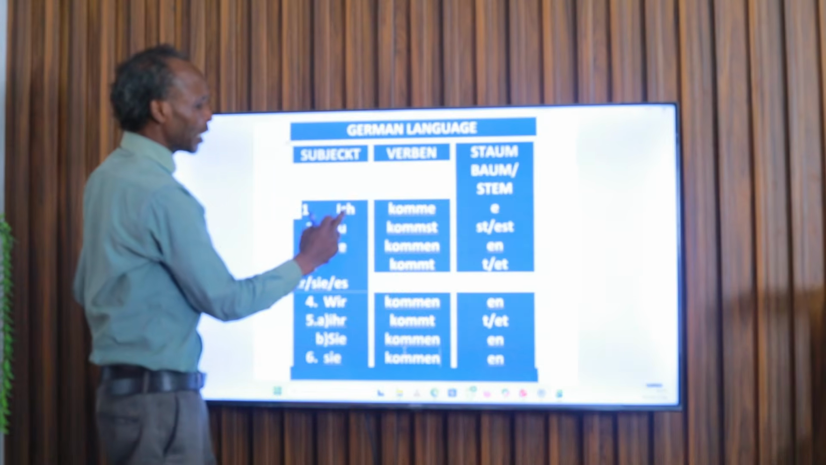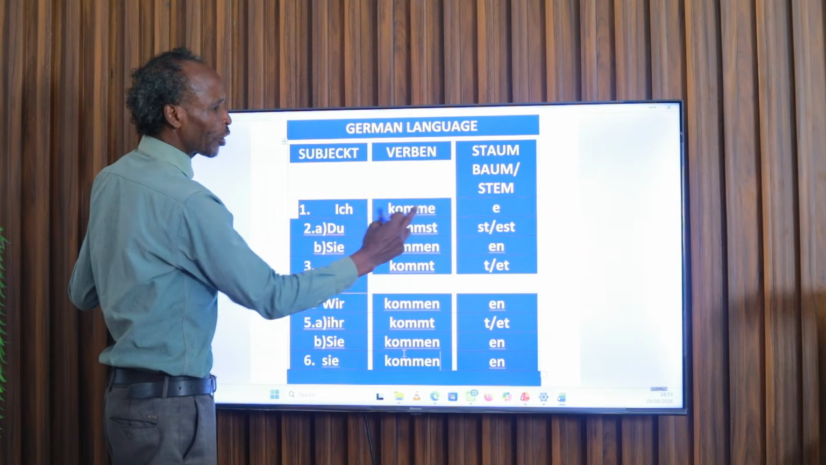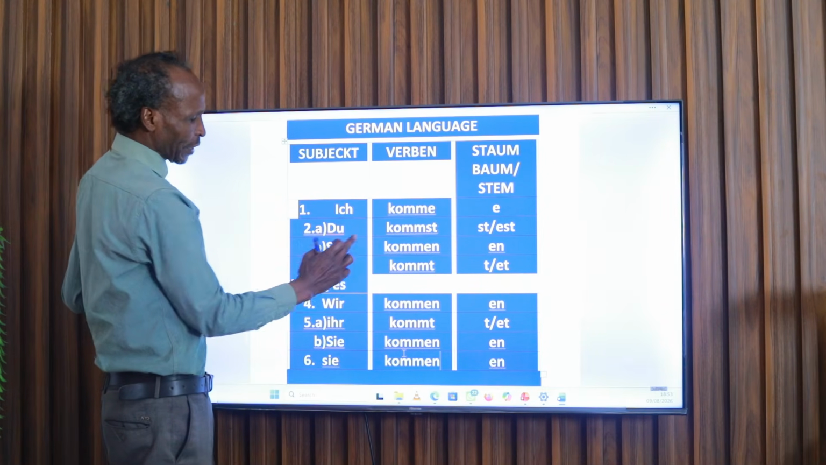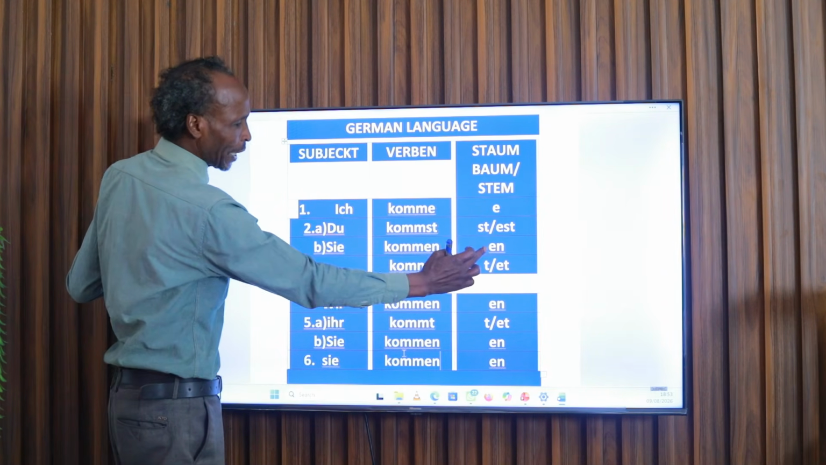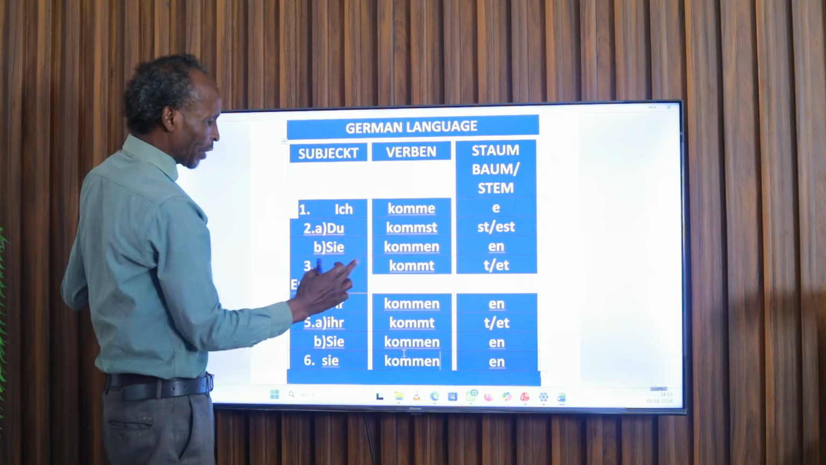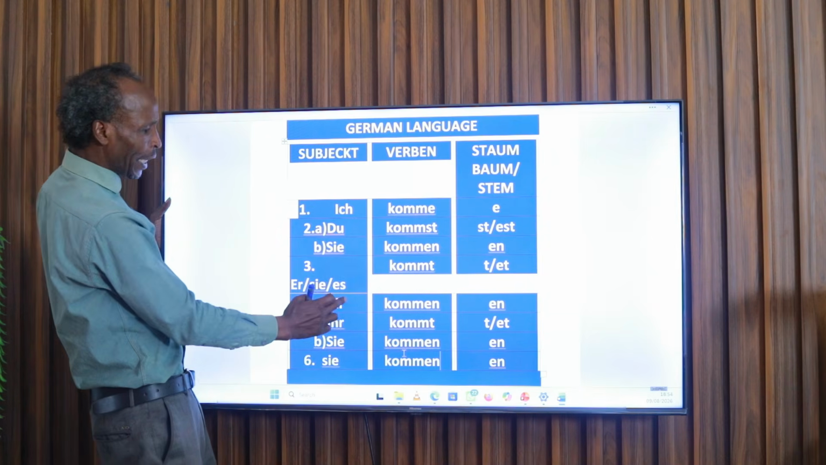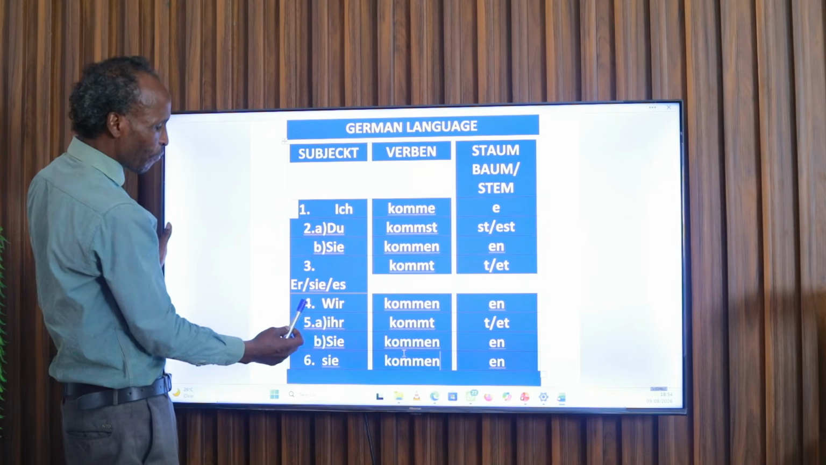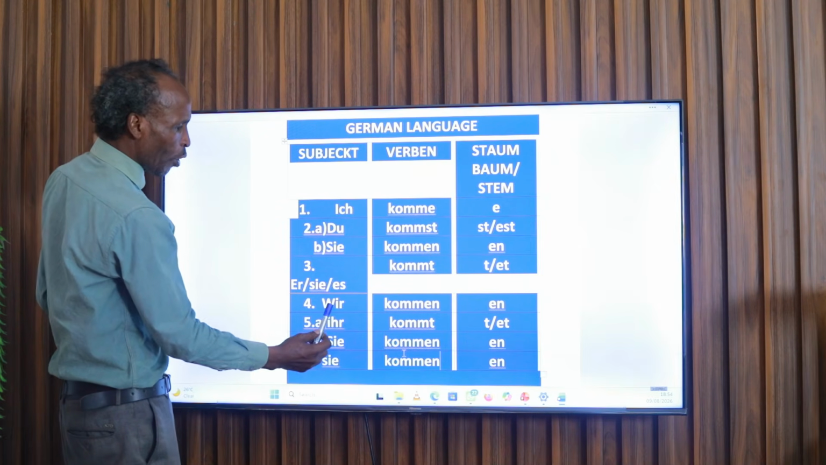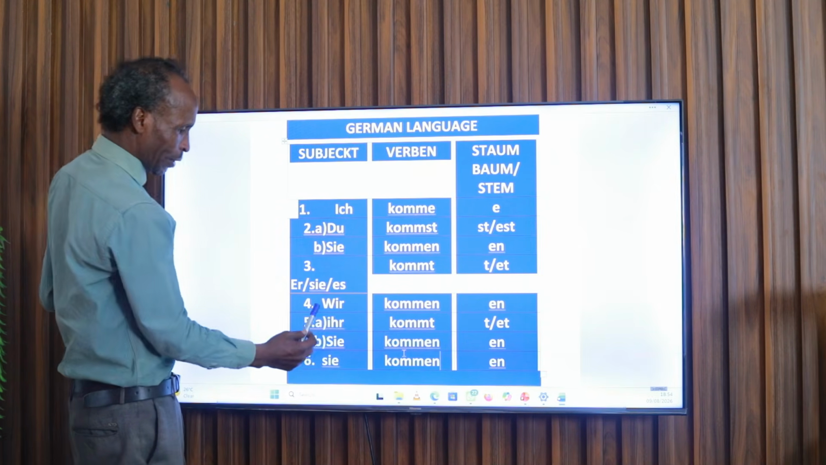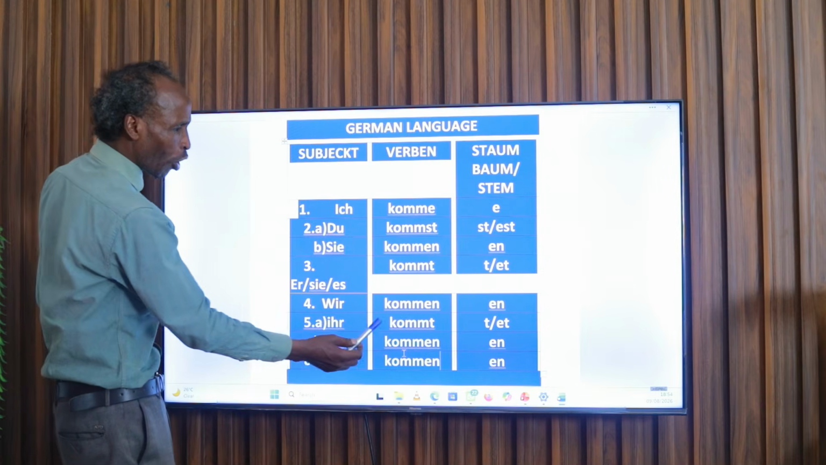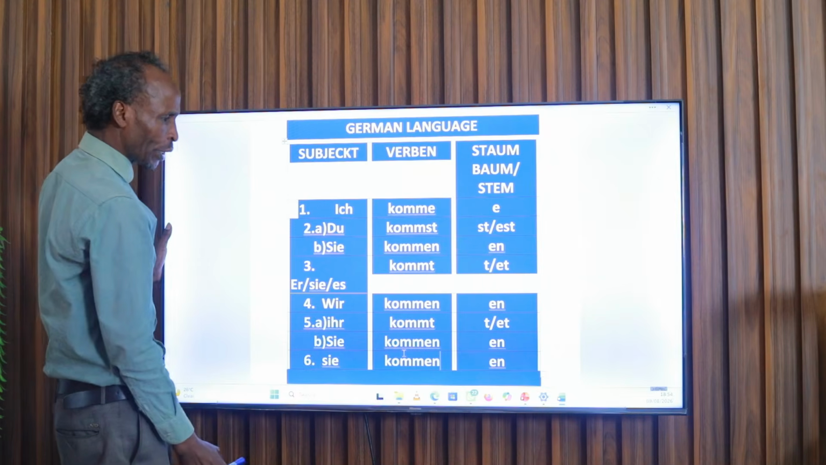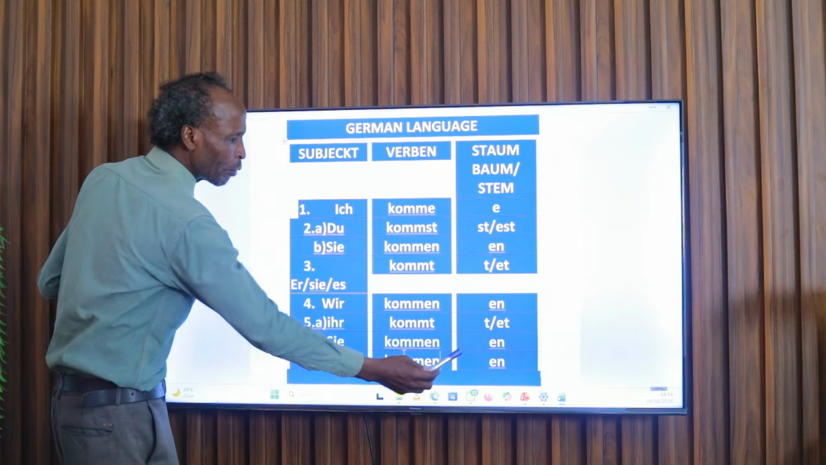Master this, that ich goes with e. So ich komme. Then du goes with st, you say, du kommst. Sie goes with stem en, becomes Sie kommen. And then we have er, sie, es, which goes with t, which is kommt. Then we have wir, which means we kommen, with the en. Already the word is conjugated. Ihr kommt with t. And then sie kommen with also en. And the last one, Sie kommen with the en.